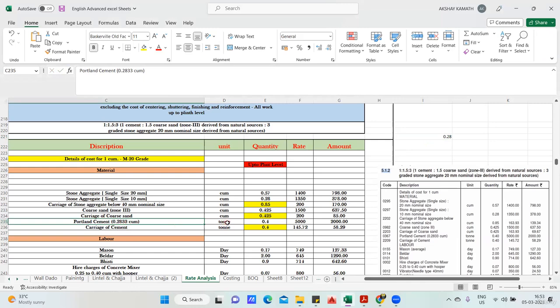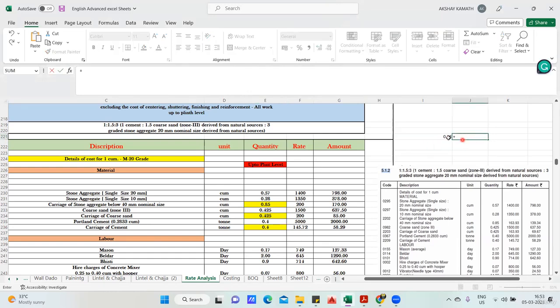Now come to the tons. Your cement is measured in tons. So it's written 0.4 here, and this is the rate they've given. How did you get this 0.4? It's again very simple. This is 0.28 cubic meter, but I want the number of bags. To find the number of bags, I'll divide the total volume by the volume of one bag, which is 0.0347.